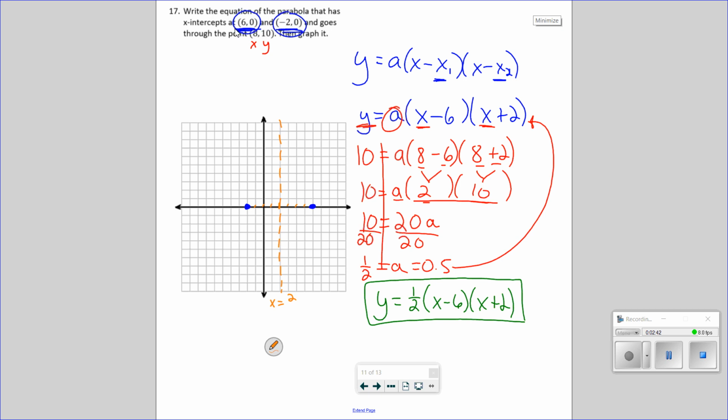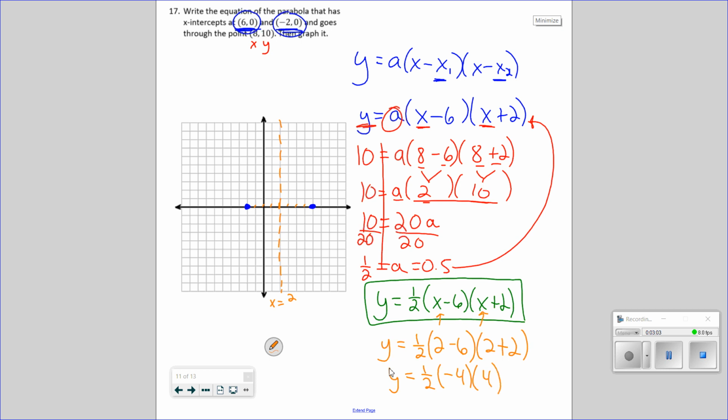So to figure out where, in other words, what y value, you're going to plug 2 in for your x's in your equation. So y equals 1/2 times 2 minus 6 times 2 plus 2. And calculating that out, we have 1/2 times negative 4 times 4, which gives us negative 8, which means that our vertex is at 2, negative 8. So we plot our vertex.